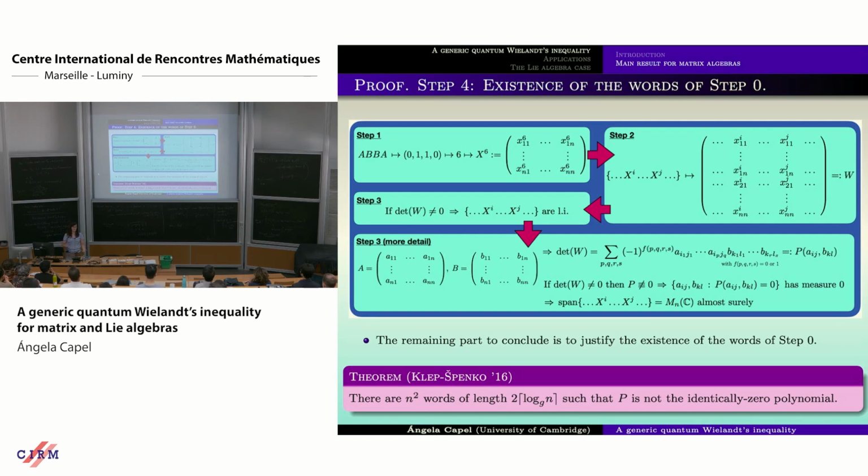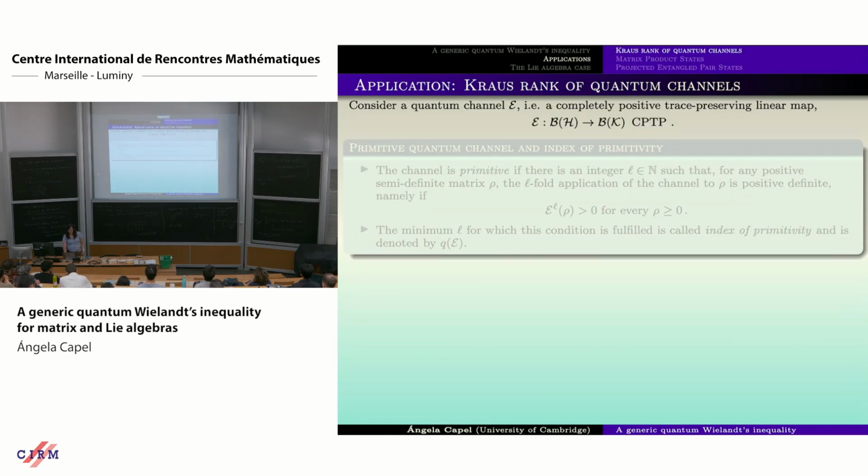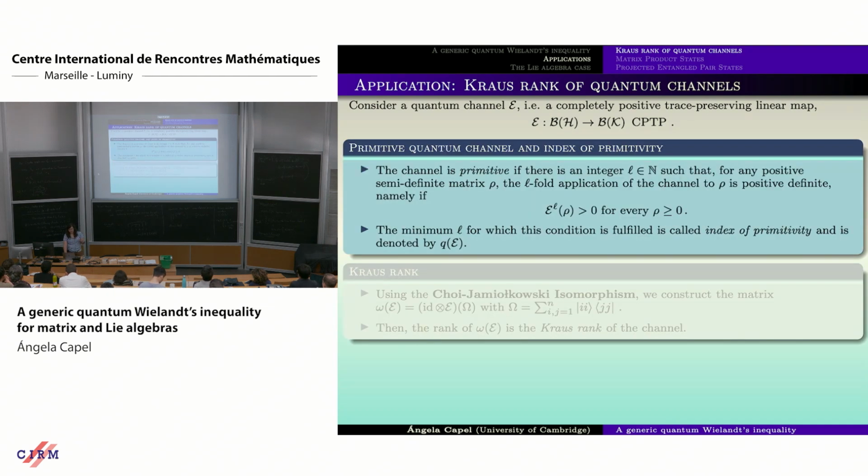And of course, we are in a conference that is related to quantum information, so the whole point why I'm presenting this result is because it has applications related to quantum information. And I want to mention a few of them here. So the first one has to do with the Kraus rank of quantum channels, or I should say better, the primitivity index of quantum channels.